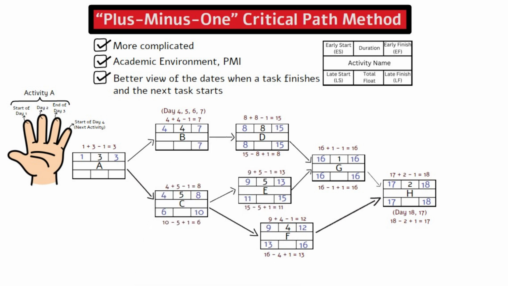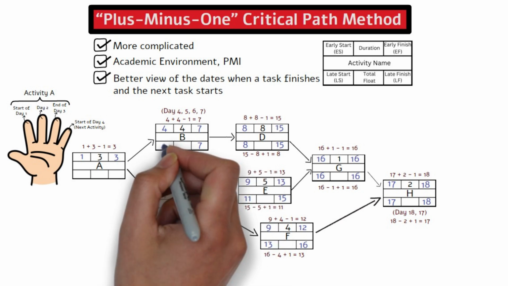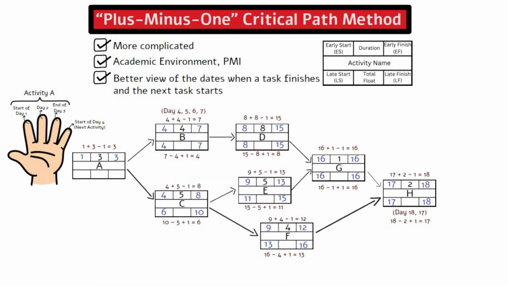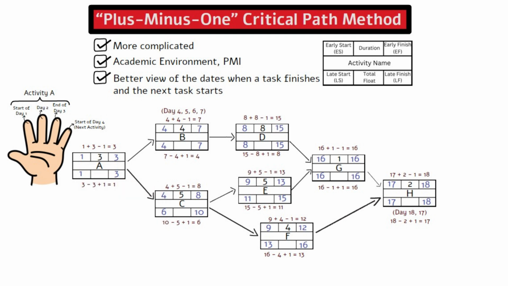Activity B has 7 as the late finish. The late start is 7 minus 4 plus 1 equals 4. Finally, activity A will take the smaller late start from activity B, so the late finish is 3 for activity A. The late start is 3 minus 3 plus 1 equals 1.